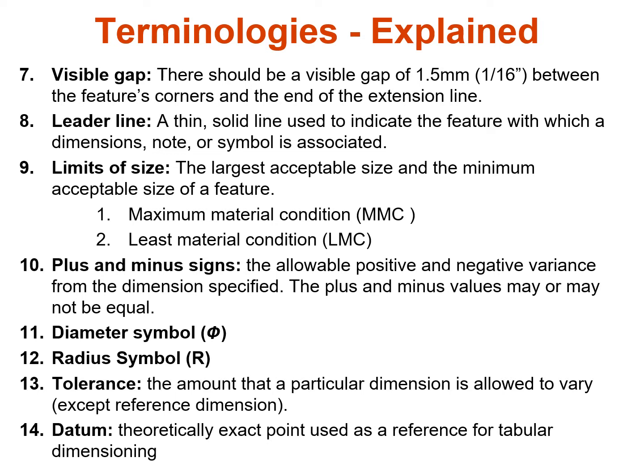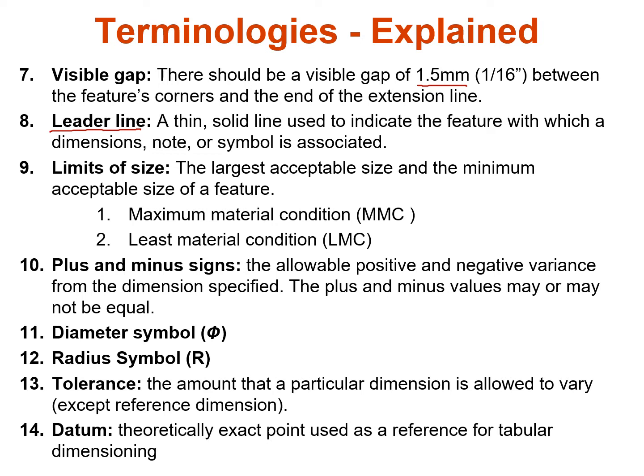Then we will be talking about the visible gap. There should be a visible gap between the extension line and the object, and it should be about 1.5 mm. Then the leader line, you are already familiar with the leader line. A leader line is used to dimension circles, arcs or give notes or other symbols on your object.